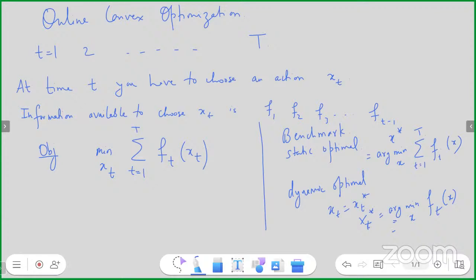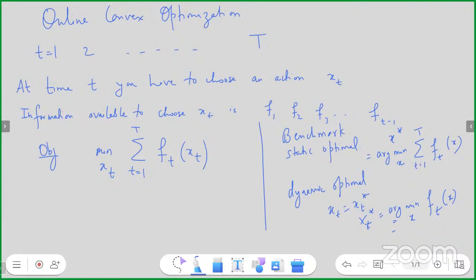Any other question? In static optimal, the summation will be up to t or t minus 1? T, right? Why t minus 1? Because we don't know ft, right? For static optimal, f1 through f capital T is revealed to you ahead of time. All you're doing is selecting one action. So that's why there is no t dependency here. Single action x.